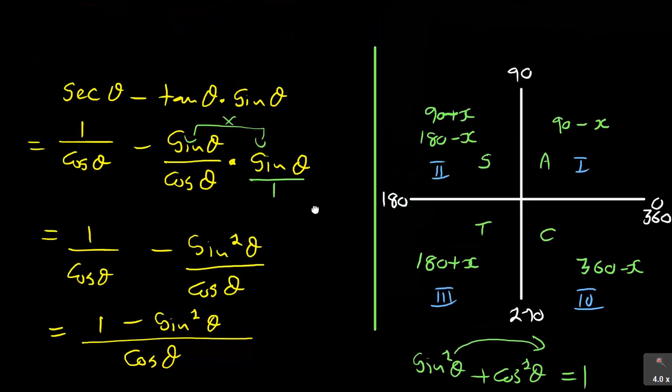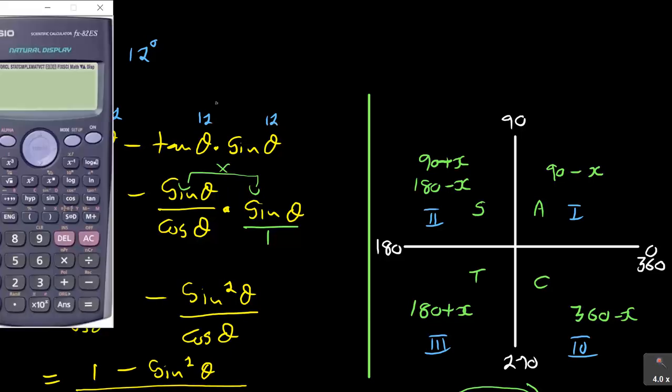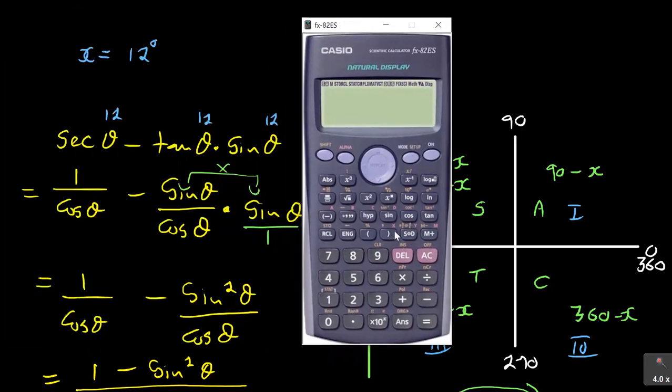And as I said, you can test it, choose any value. For example, if I say let theta be equal to 12 degrees, where there is theta, you put your 12 in the beginning, and put your 12 in the final. The answers must match. So you come here, sec 12 is 1 over cos 12, and then minus tan 12 times sine 12.